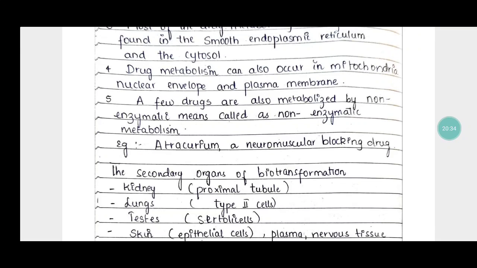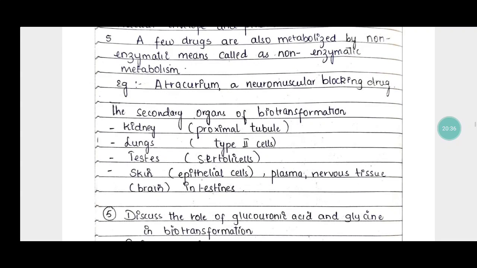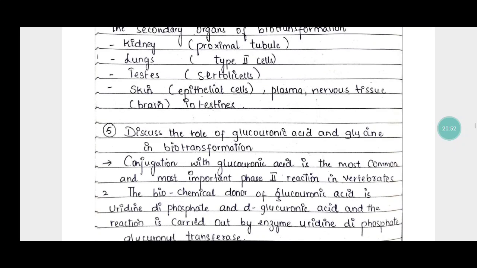The secondary sites of biotransformation, as I said, are kidney, which is the proximal tubule, lungs, type 2 cells, testes, Sertoli cells, and skin, epithelial cells, plasma, nervous tissue, brain and intestine.